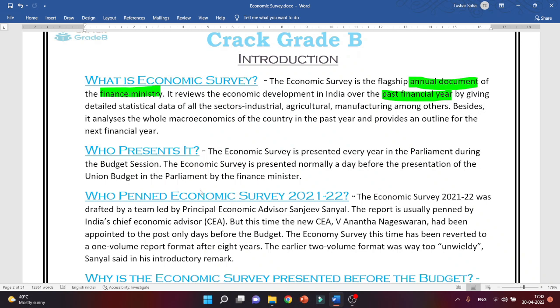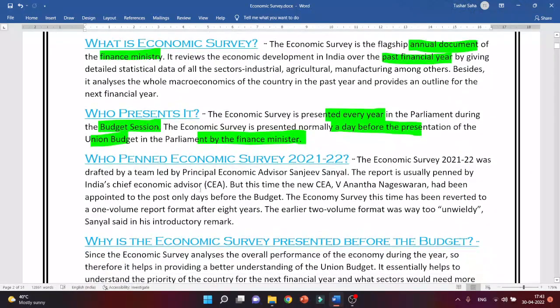Then who presents it? The economic survey is presented every year in the parliament during the budget session, right? One day before the union budget. The economic survey is presented a day before the presentation of the union budget in the parliament by the finance minister. Now, there is something important for the economic survey 2021-22.